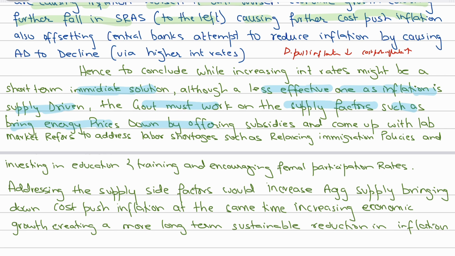So you'll say that addressing the supply side factors would increase aggregate supply, bringing down cost push inflation. At the same time, it will also cause your real GDP economic growth to occur. But the main thing is that it will create a more long-term sustainable reduction in inflation rates, right? And that's how you could conclude your answer.